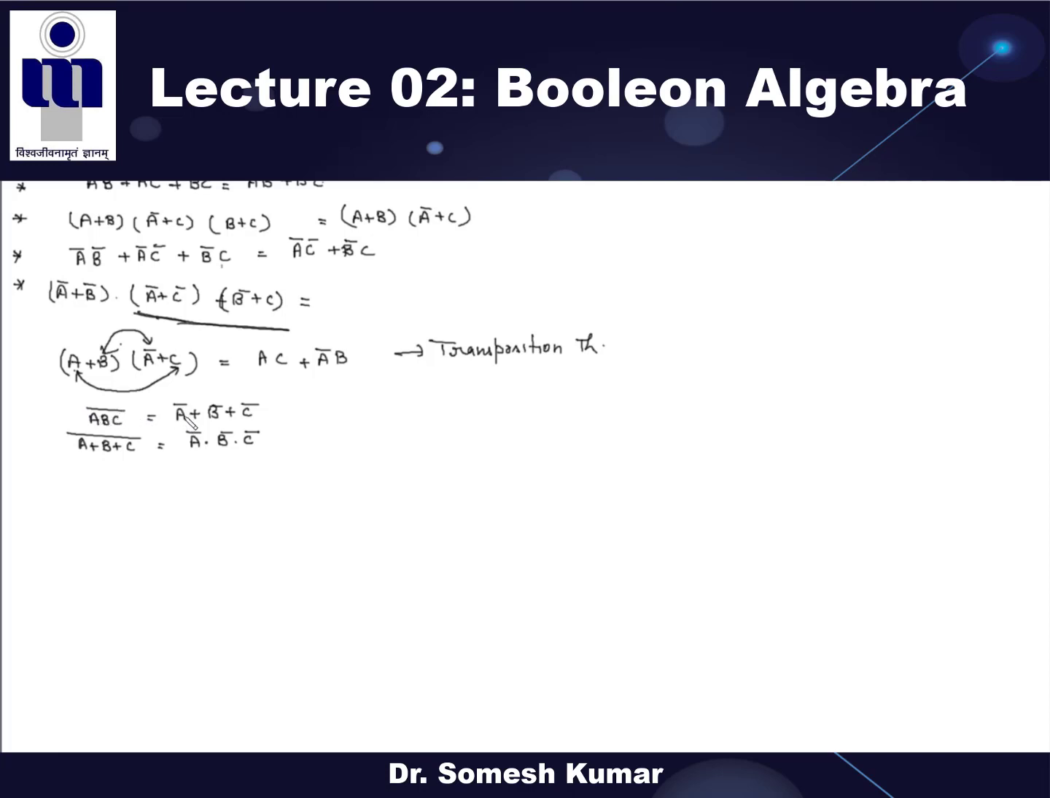If there are three variables and the whole bar is given, then when we expand it, each variable is complemented, the OR operation is changed to the AND operation, and the AND operation is changed to the OR operator. This is De Morgan's theorem.